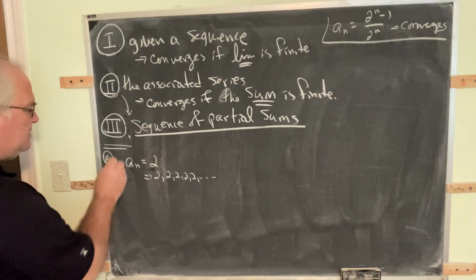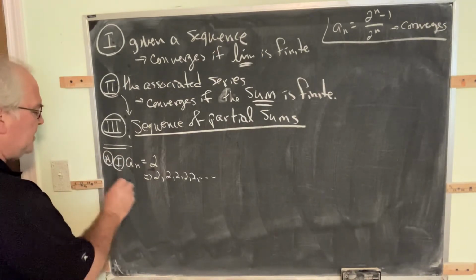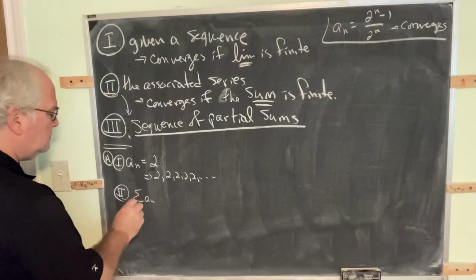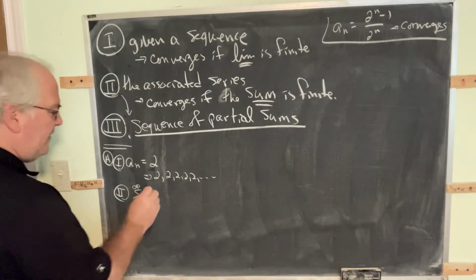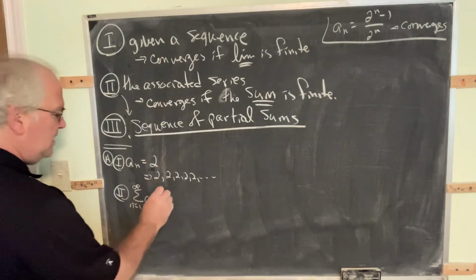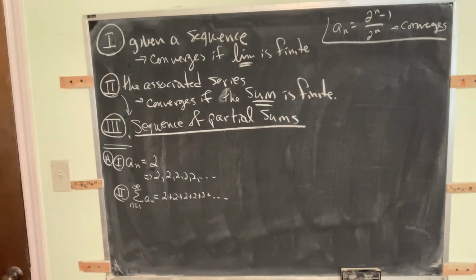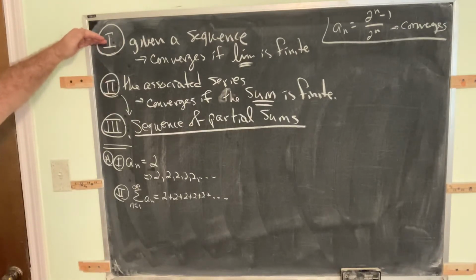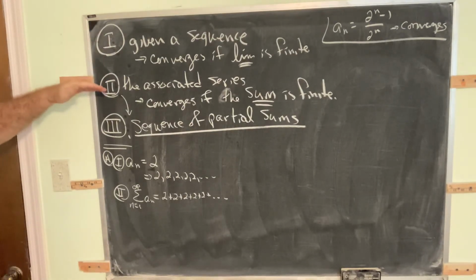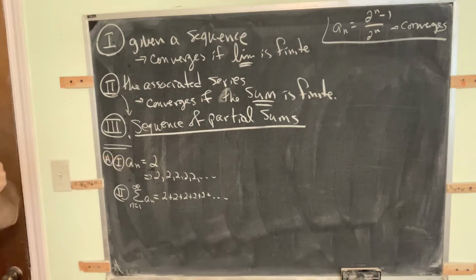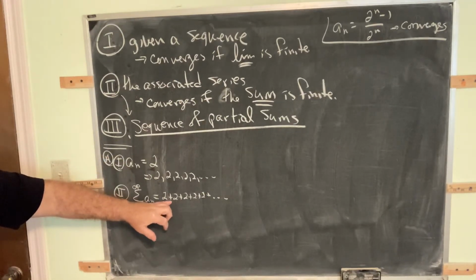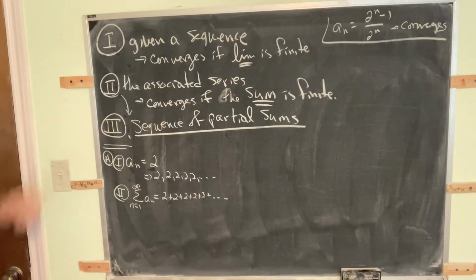And so this is the sequence. We also have the sum. So here's the sequence, here's the sum. And that would be the sum of these: 2 plus 2 plus 2 plus 2 plus 2, and so on. Now, here's what we mean. We've given a sequence, it may or may not converge. From that, we construct the associated series. It may or may not converge. This sum might or might not be finite. But then we have the sequence of partial sums. Now, what is that?